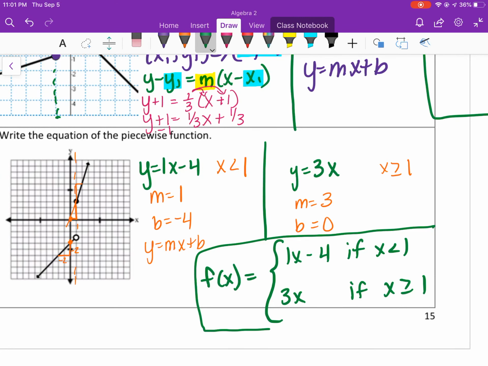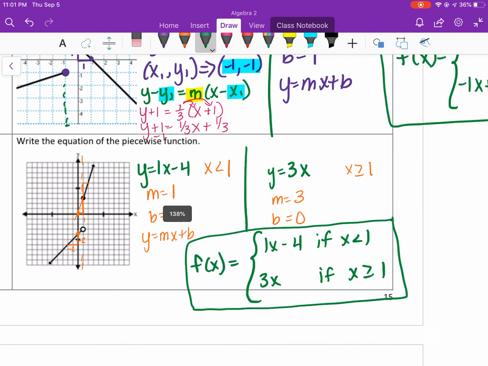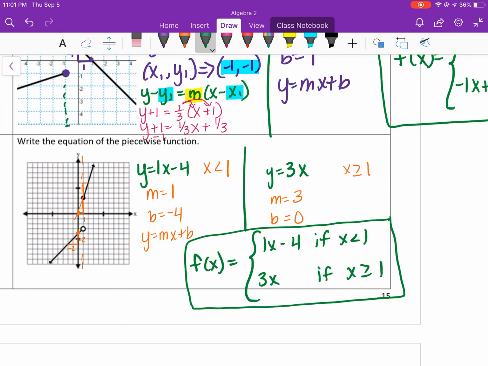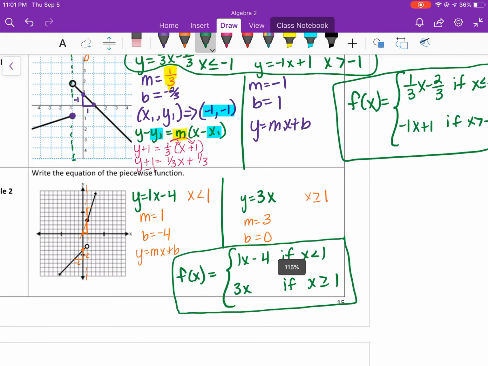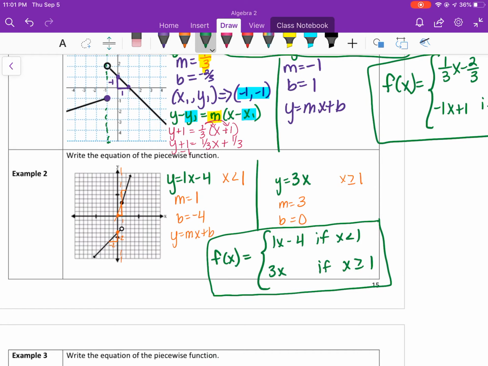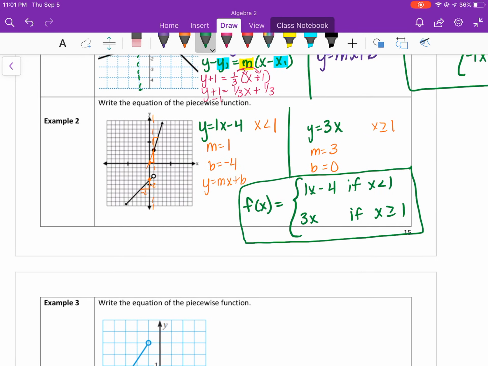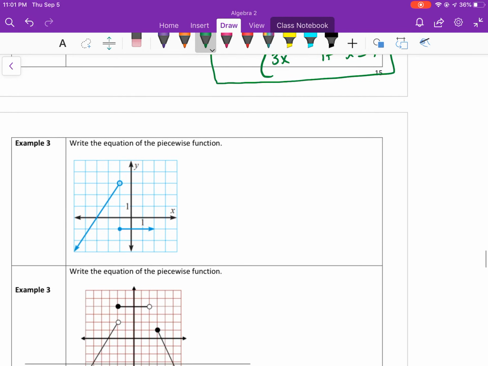And that would be our final answer for that example. Okay, let's do one more with the video here, and then we'll save one for when we're all back together in class.